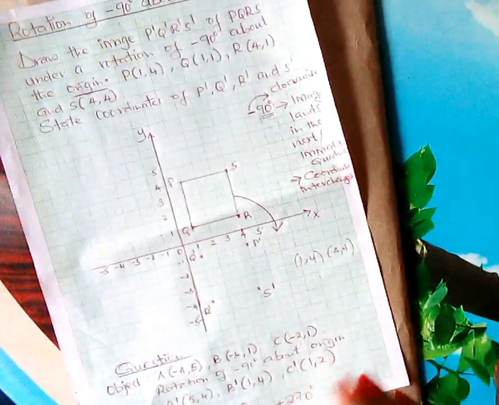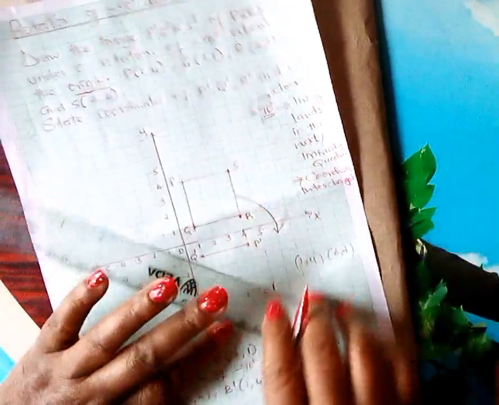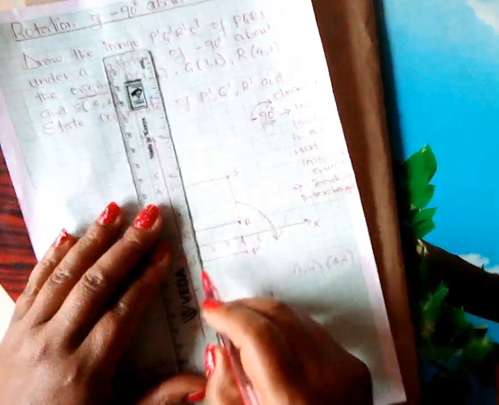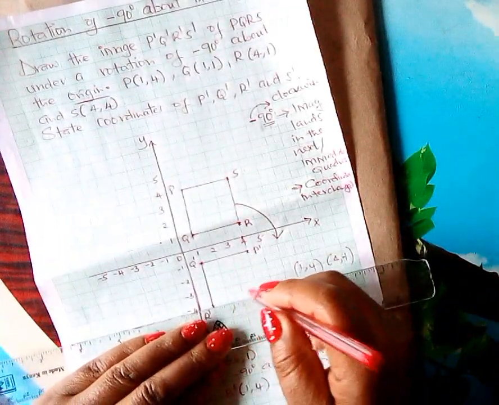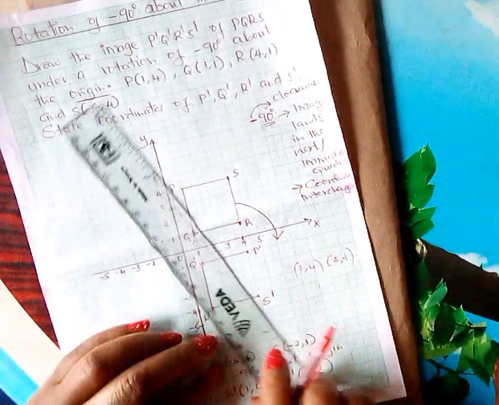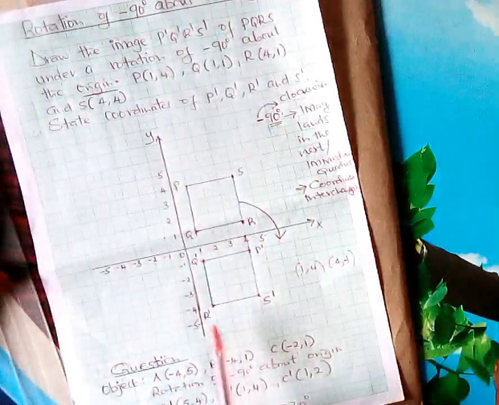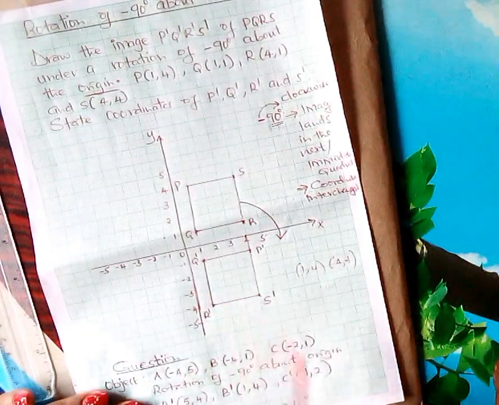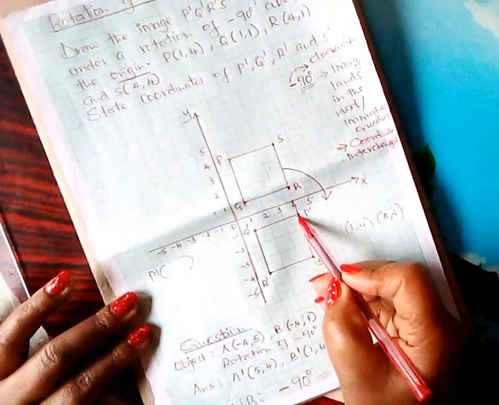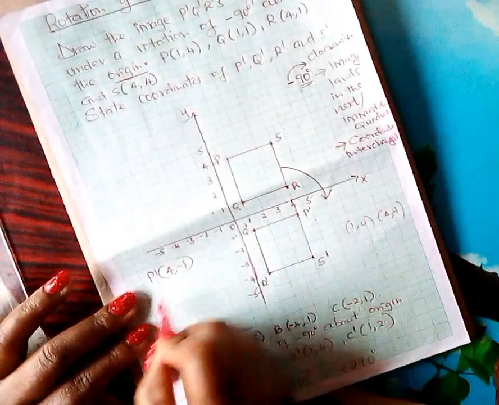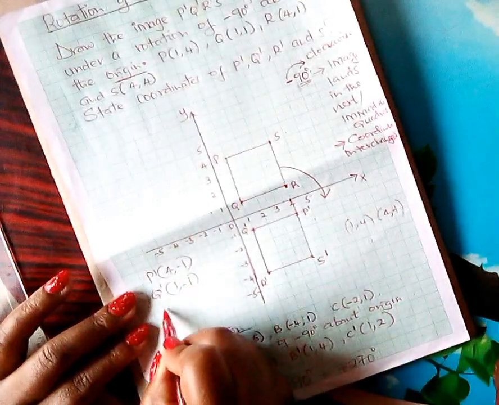And therefore from there, you join the points. This is P prime to Q prime. You move on like that. You go to R prime to S prime. There we are. And finally, S prime to P prime. And this is our image. We are told to state the coordinates. P prime, therefore, is at (4, -1). Q prime is at (1, -1).